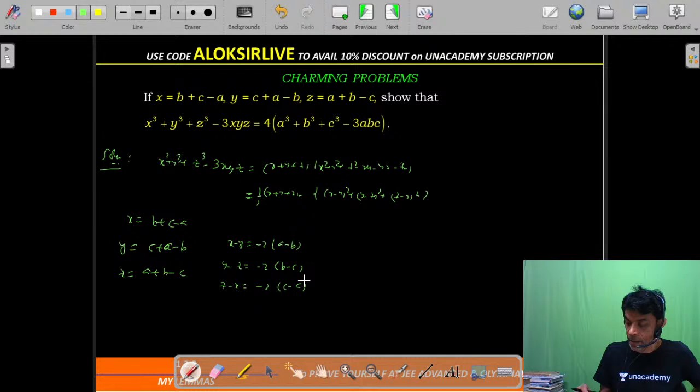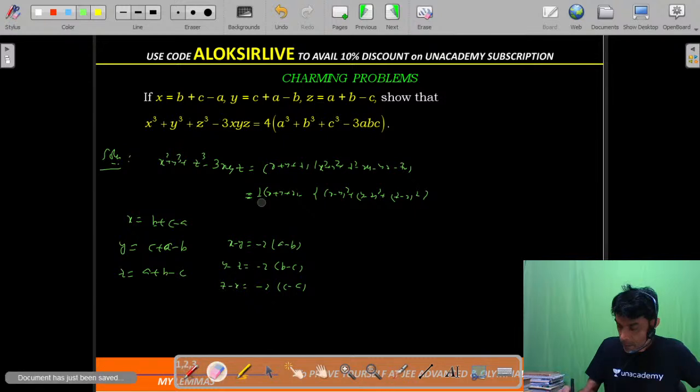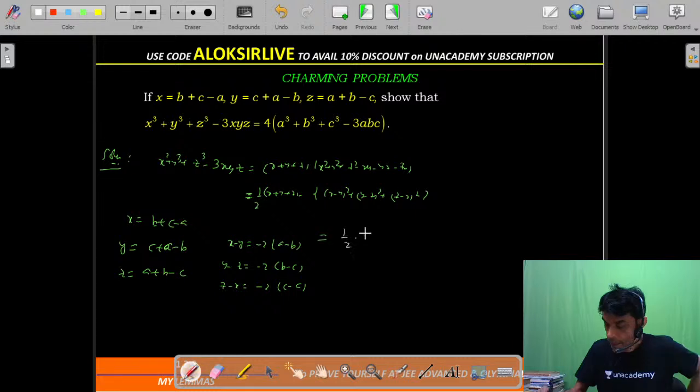So that's good enough. And x plus y plus z is a plus b plus c, so I will get half times, this is half. By simplifying, I'll get half times, and it is just a plus b plus c, not 2 times. And here, I will get this as 4 times (a minus b) squared, (b minus c) squared, (c minus a) squared. And so I got 4 times half (a plus b plus c).